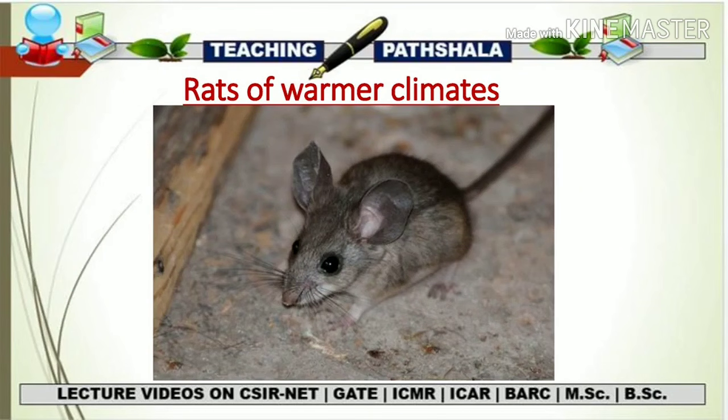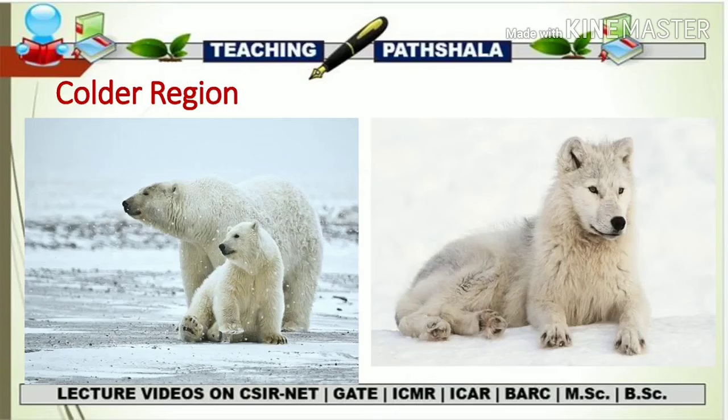If you see this rat, which lives in a warmer climate or desert area, you can see from the figure that it has large ears as well as a large tail. This helps in maximizing heat loss so that they can survive in a warmer climate. In comparison, animals living in the colder region have short external appendages like limbs and ears. So the colder region animals have small external appendages, and the animals living in the warm area have large external appendages.